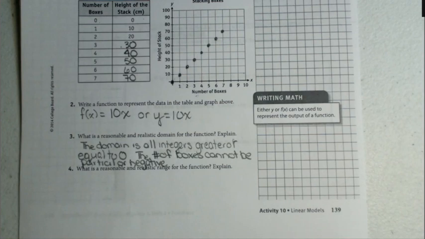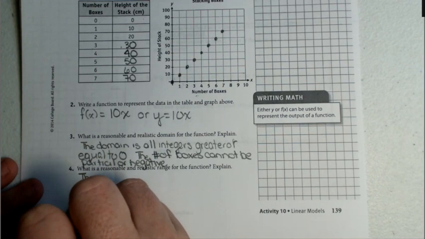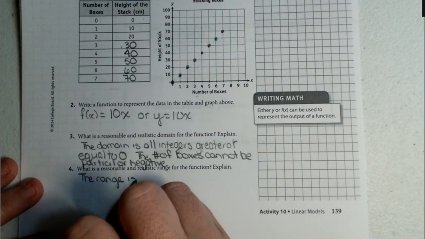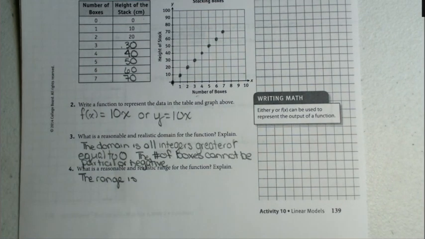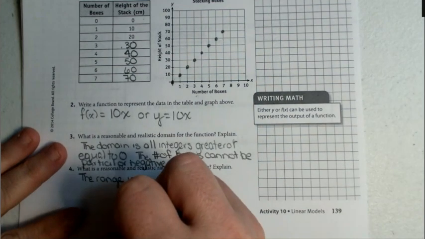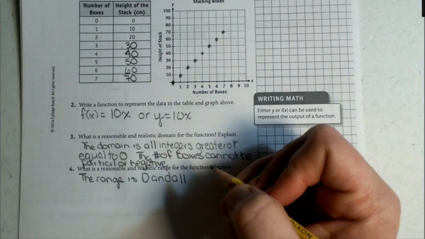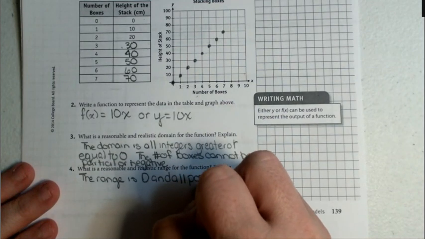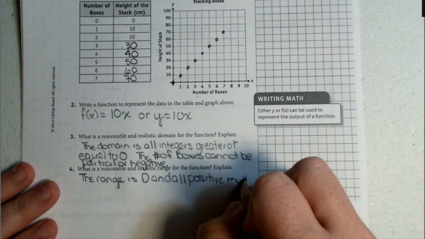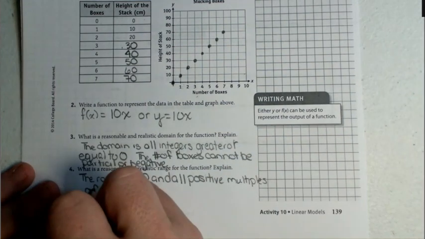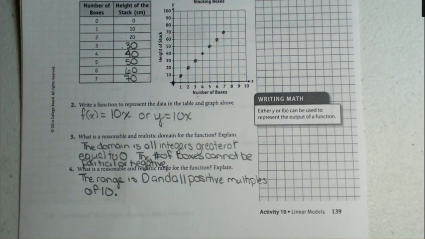Let's take a look. What is the reasonable and realistic range of the function, and explain. Now, notice that my range goes 0, 10, 20, 30, and so on. So the range is 0 and all positive multiples of 10 because we count by tens: 10, 20, 30, 40, and so on.